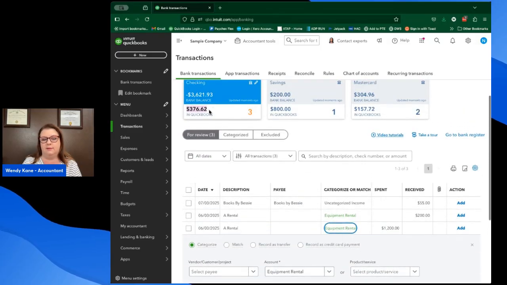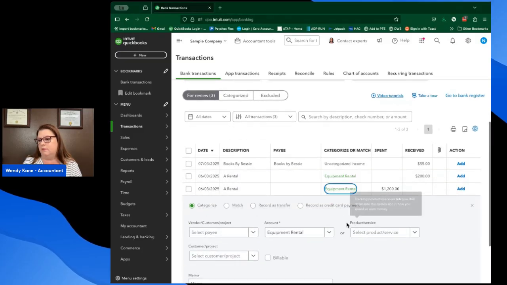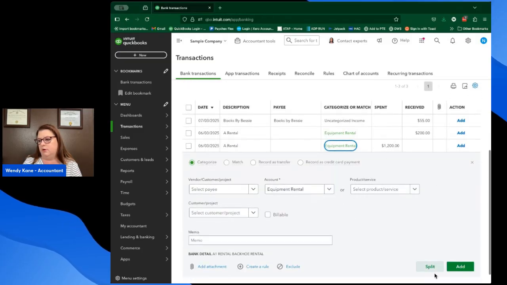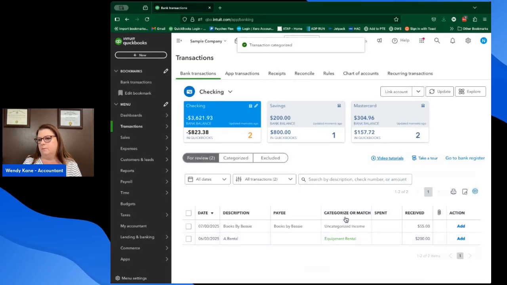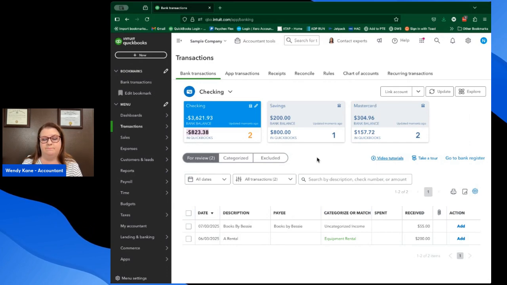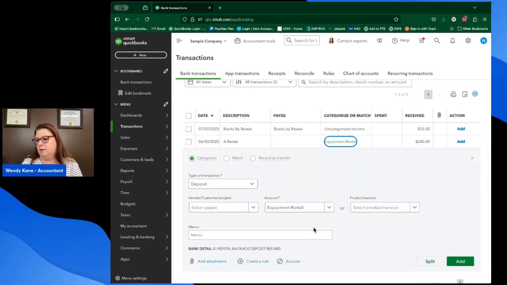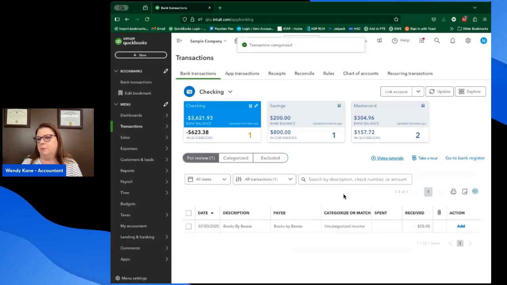So when you add one of these transactions, let's look at this. Okay, the balance in QuickBooks right now is $376. If we add this $1,200 equipment rental payment, look, that went down to a negative 823. And then they got a refund on it, so that's going to go back up. Instead of negative 800, we're up to negative 600.